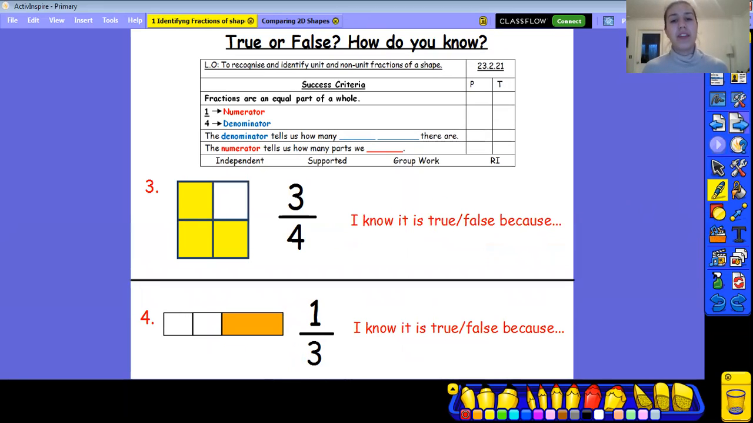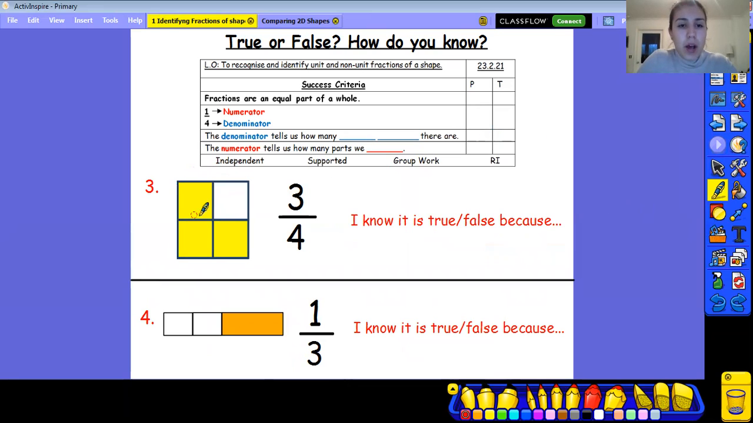Okay, why don't you have a go at pausing the video, trying to reason about why these are wrong or right, true or false, and then I'll go through my examples and then I will show you very quickly your activities for today. Brilliant, great work if you had a go at that. Really important to get those verbal reasoning skills. Let's have a look at what you may have said.